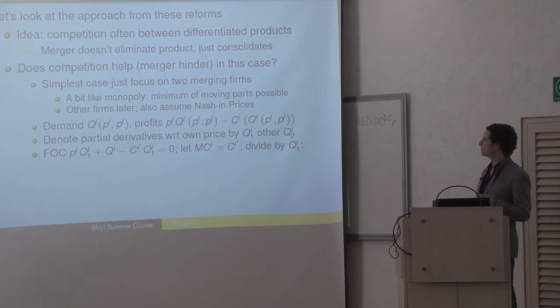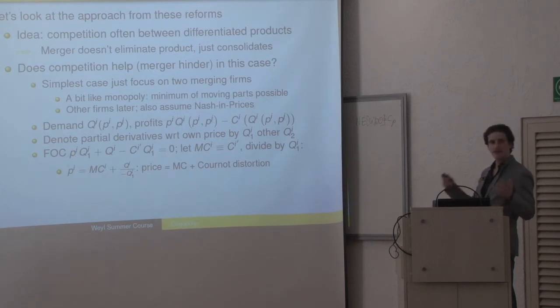Now, the first order condition is going to be just like we did before, given by here. If we let the marginal cost be the derivative of cost with respect to quantity, we get that each firm sets price equal to marginal cost plus quantity divided by the negative of the derivative of quantity with respect to my own price. That's the same as this elasticity, residual elasticity that we talked about before, right? Or in other words, price is equal to marginal cost plus the Cournot distortion.